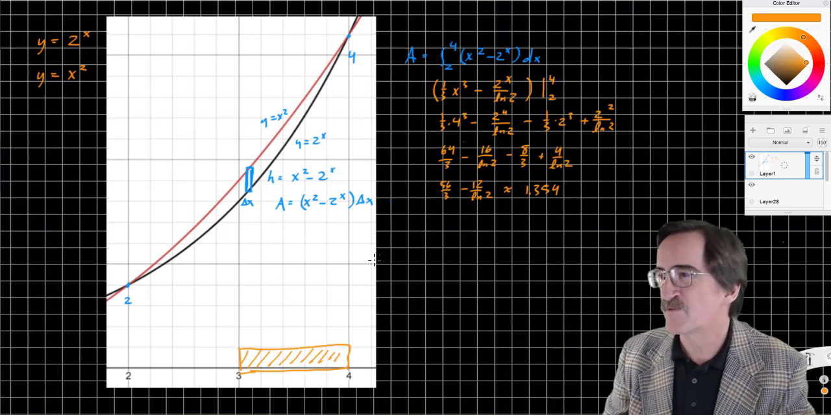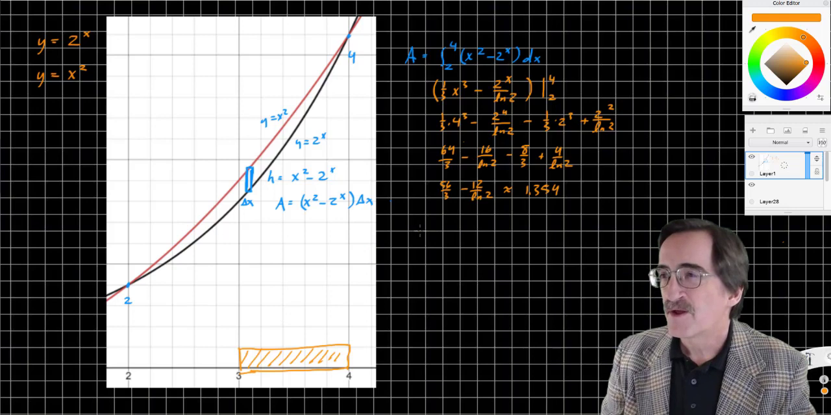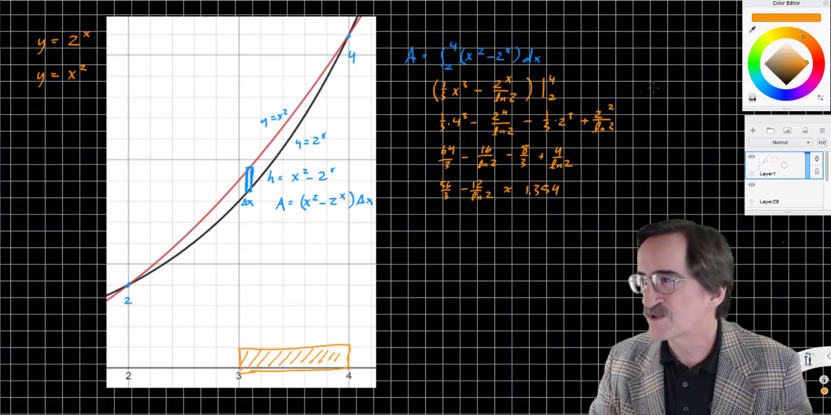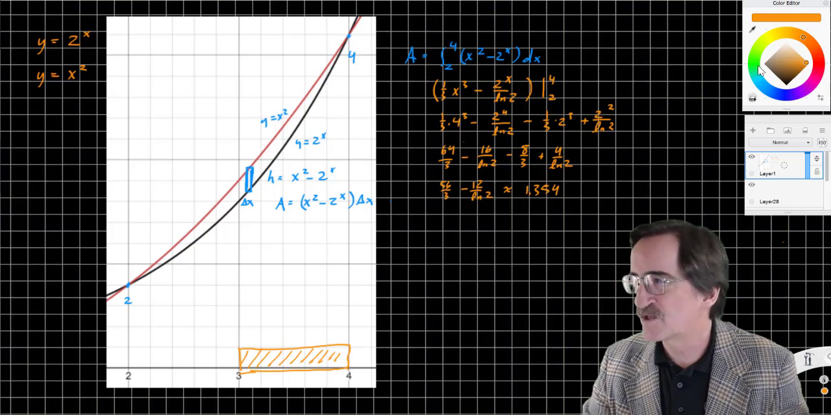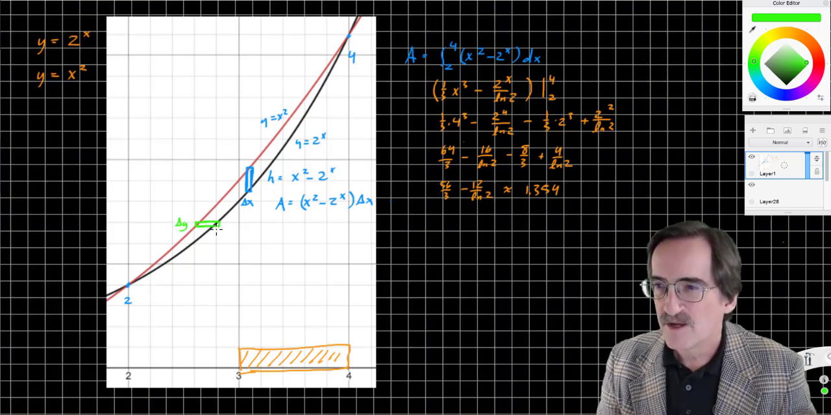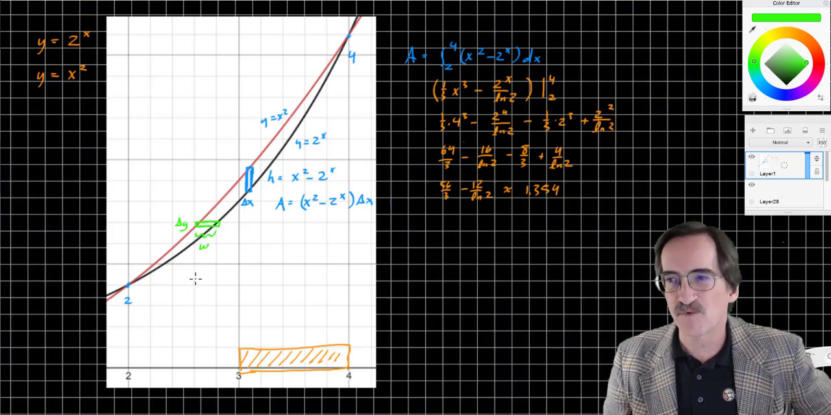That seems reasonable. Okay. All right, so let's now break this down into horizontal slices instead of vertical slices. So as such here, we're going to slice it like this. So we're going to have delta y. And what is the width of our rectangle?